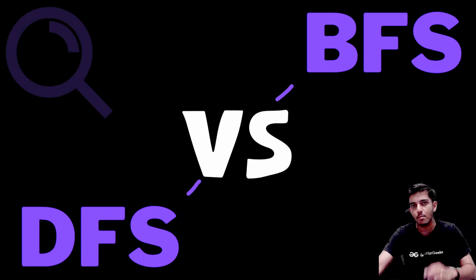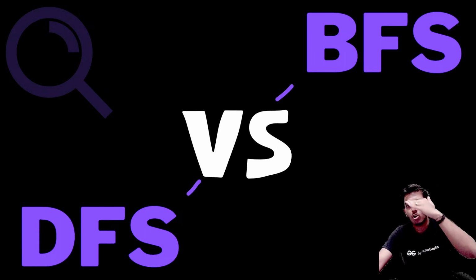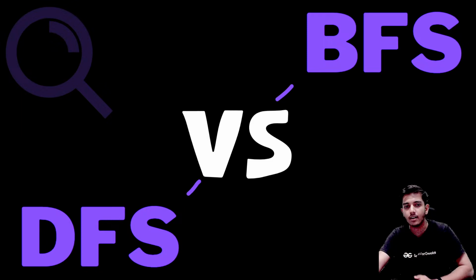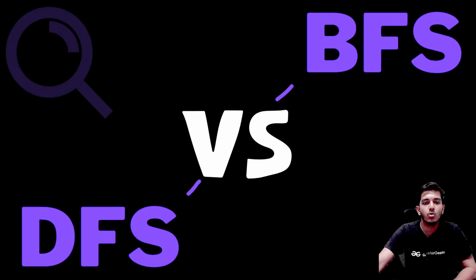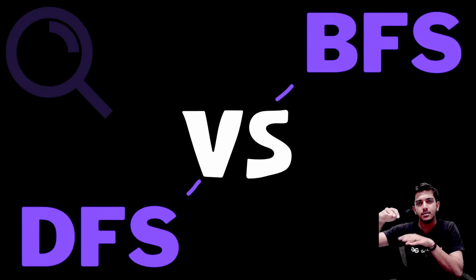BFS, or breadth first search, explores the tree level by level. First you go to the topmost level, that means the root level, then the second level, then the third level, and so on. It visits all the nodes at the current level. That means if suppose at some level there are elements 10, 20, 30, then 10, 20, 30 will be visited, then the next siblings, and so on.